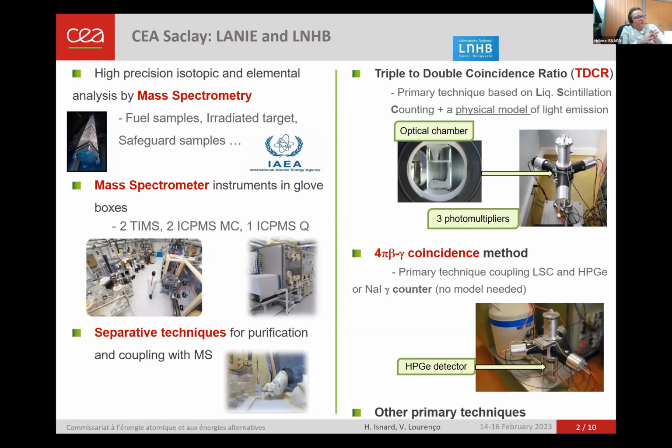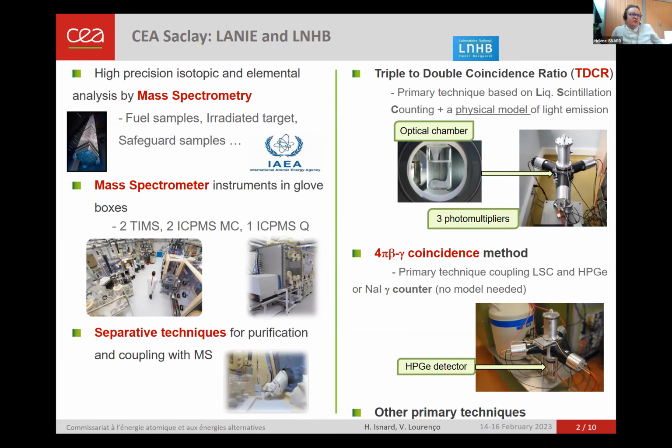In terms of instrumentation, we have a large range of mass spectrometer instruments, for example TIMS, MC-ICP-MS, or quadrupole ICP-MS, associated, of course, with separative techniques in order to purify elements before mass spectrometry.